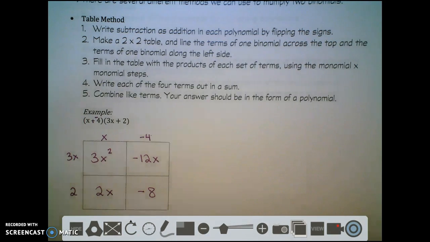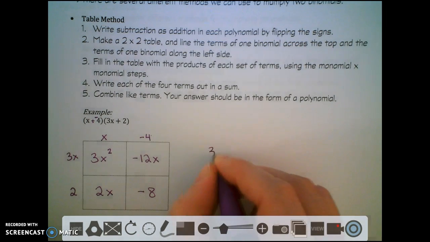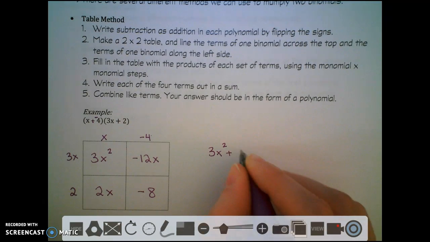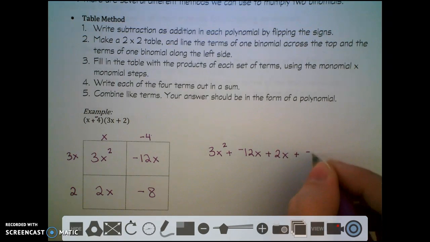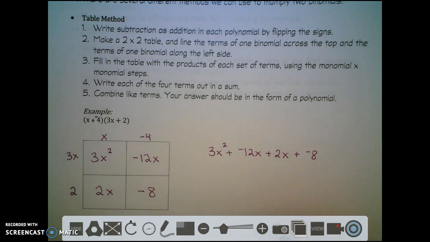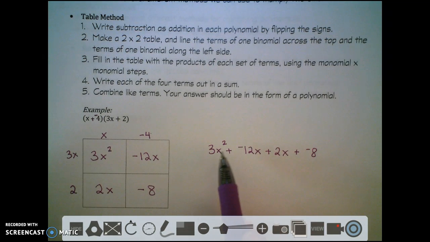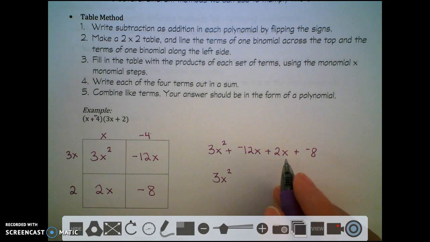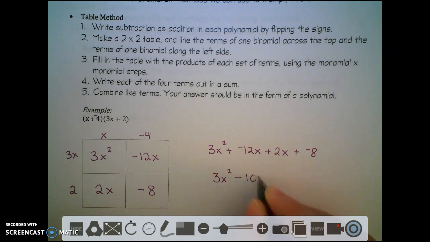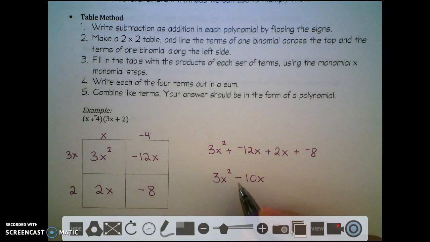Now I'll write each of the 4 terms out in a sum. 3x squared plus negative 12x plus 2x plus negative 8. And then I'll combine my like terms and write my answer in the form of a polynomial. So I can't combine anything with my 3x squared, so that term stays the way it is. Negative 12 plus 2 is negative 10, so I'll say minus 10x, and at this point I'm fine to revert back to subtraction. And then I have plus a negative 8, which is just minus 8.